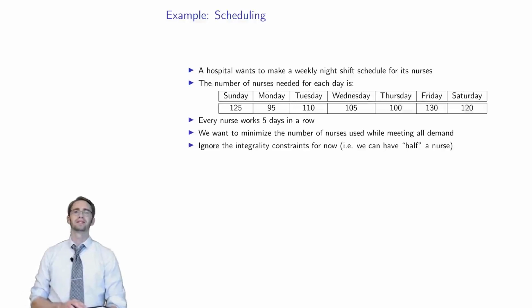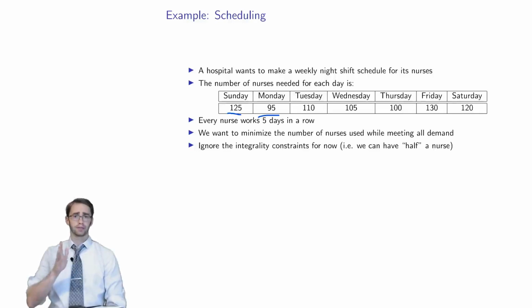Here's kind of an interesting scheduling problem where the variables are a little less intuitive or a little less obvious. So you have a hospital and they're making a weekly shift schedule for their nurses. And I've got this chart here that shows how many nurses are needed on each day. So Sunday you need 125 people, Monday 95, and so on and so forth.